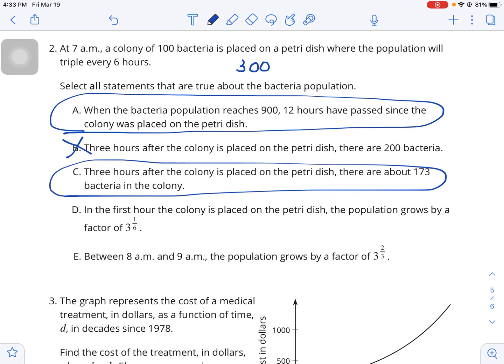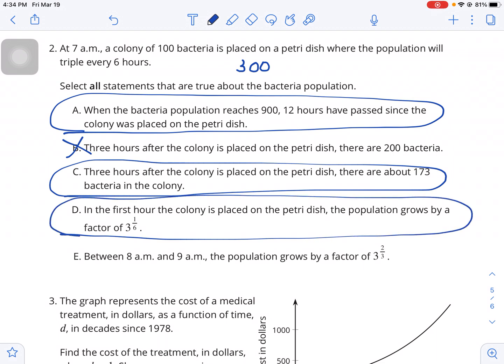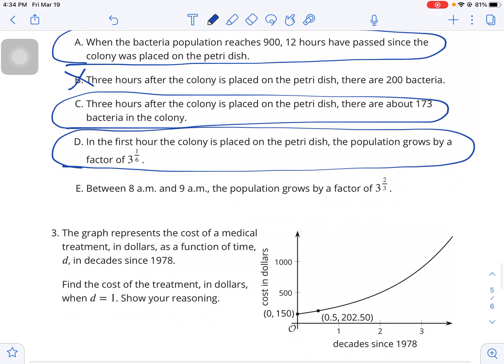Letter D, in the first hour the colony is placed on the petri dish, the population grows by a factor of 3 to the 1/6. Yep, that works. We just put a 1 in for x, and we get 3 to the 1/6 if it's tripling every 6 hours. And then letter E, between 8 and 9, the population grows by a factor of 3 to the 2/3. So that's a 1 hour period, so it would be 3 to the 1/6. So that's not true.